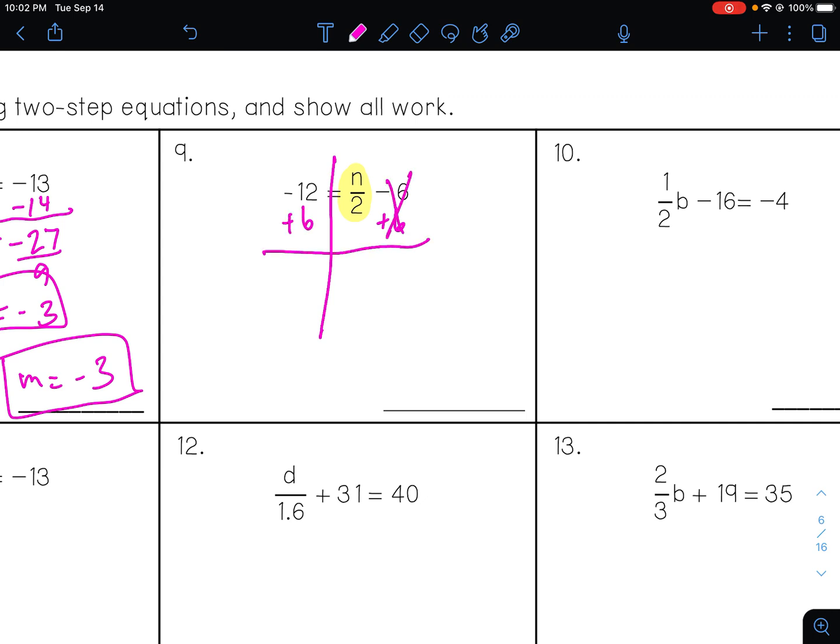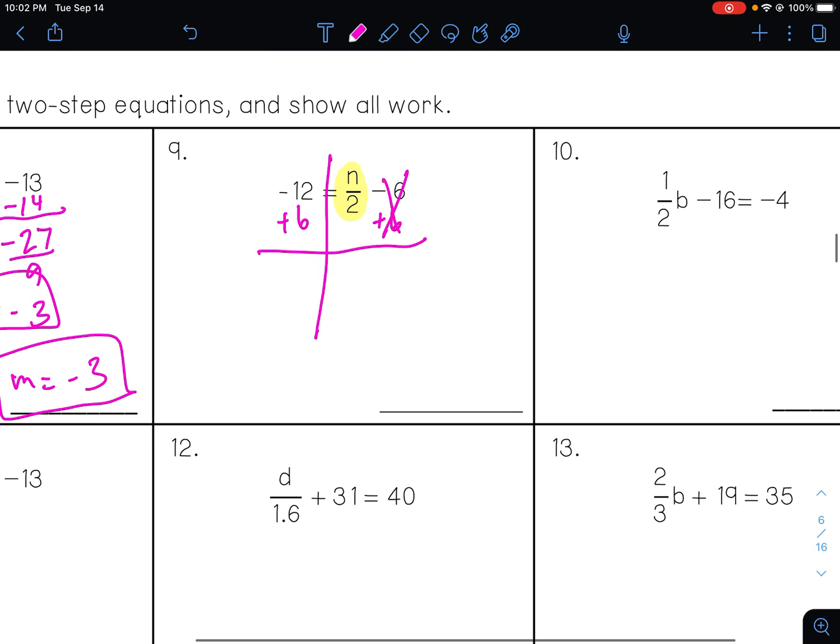This cancels. Negative 12 plus 6, well, I have a negative and a positive, which means I should subtract. Subtract the smaller number from the bigger number. 12 minus 6 is 6. And take the sign of the bigger number. So negative 6 is going to be our answer. 12 minus 6 is 6, and because 12 is bigger and it's negative, the answer is negative. Because the bigger number, you take the sign of the bigger number.